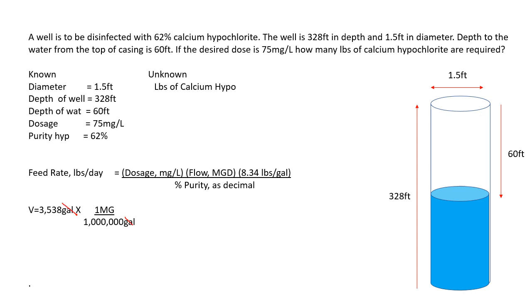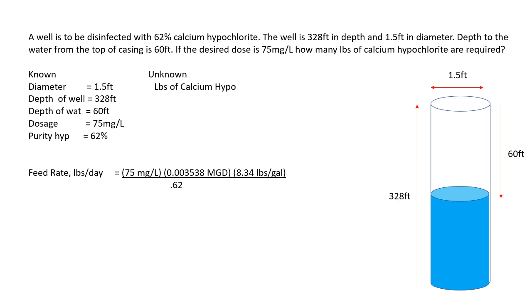All right, you're going to do your division, and that's going to leave you with 0.003538 MG. So now we can plug that into our formula. So you have a dose of 75 milligrams per liter times the volume of 0.003538 million gallons times 8.34 pounds per gallon. We're going to divide that by the percent purity as a decimal, so divide it by 0.62.